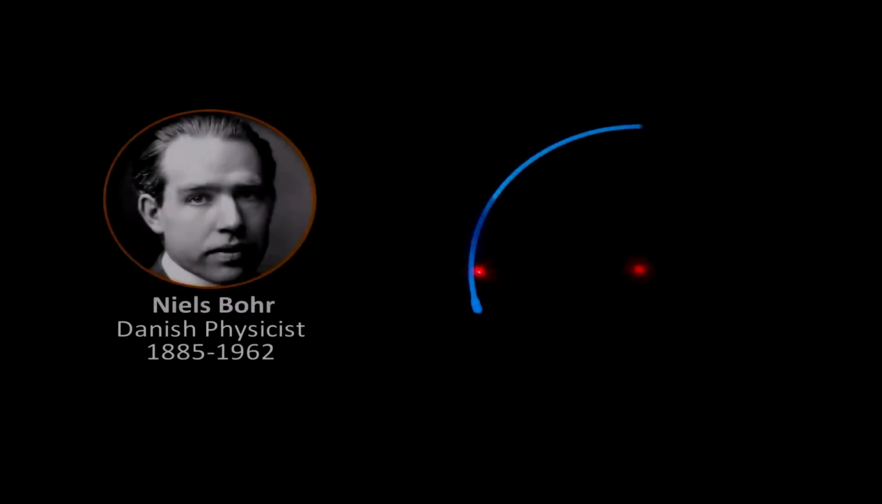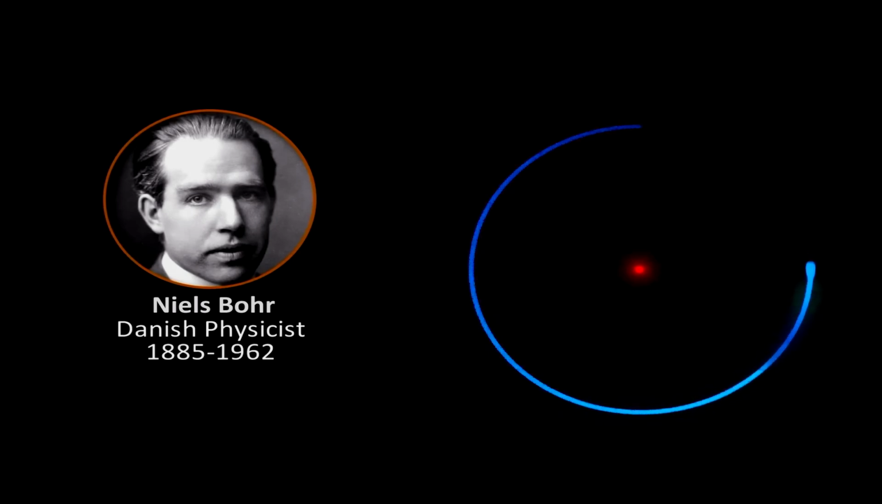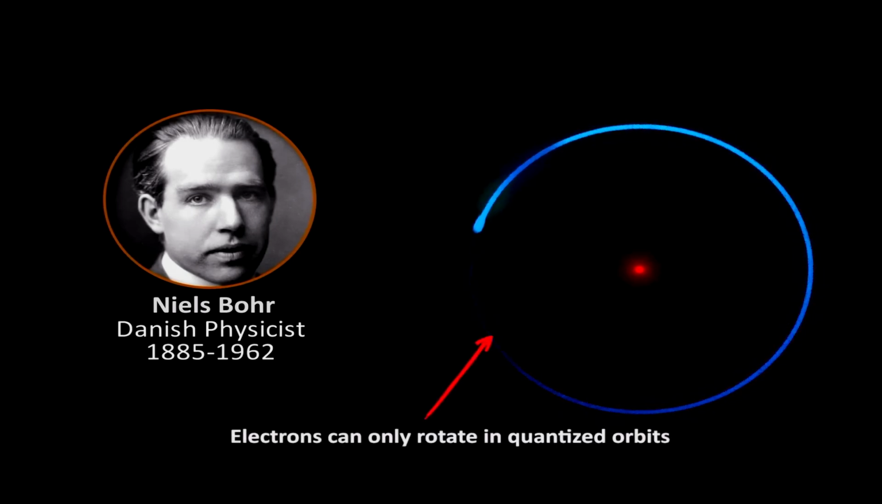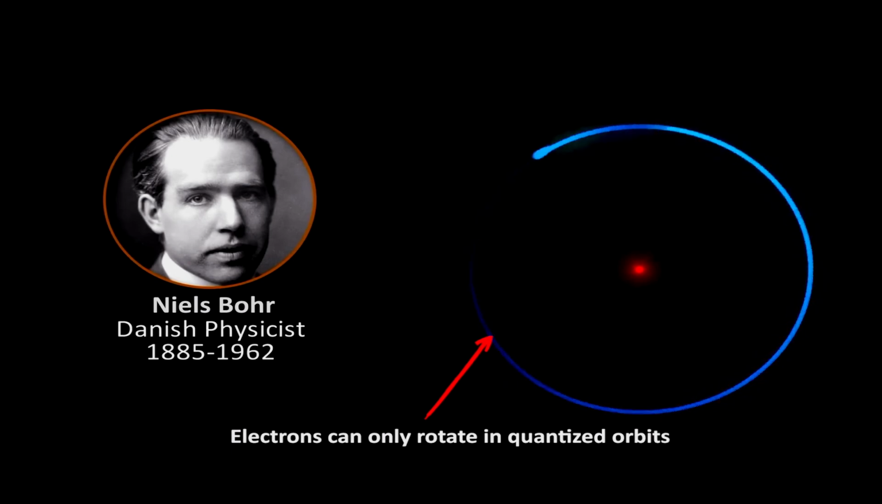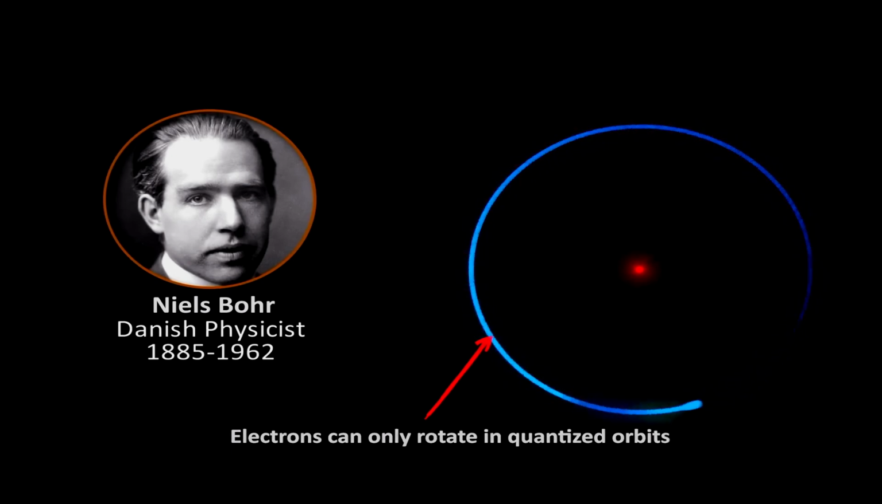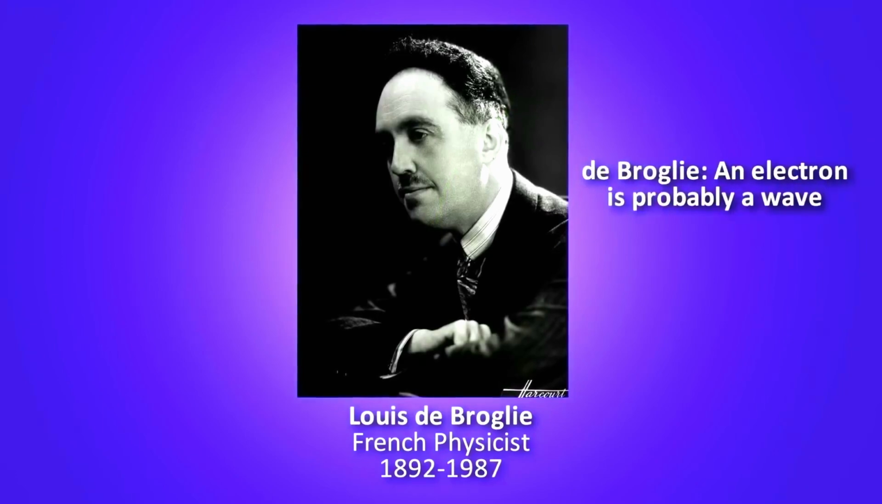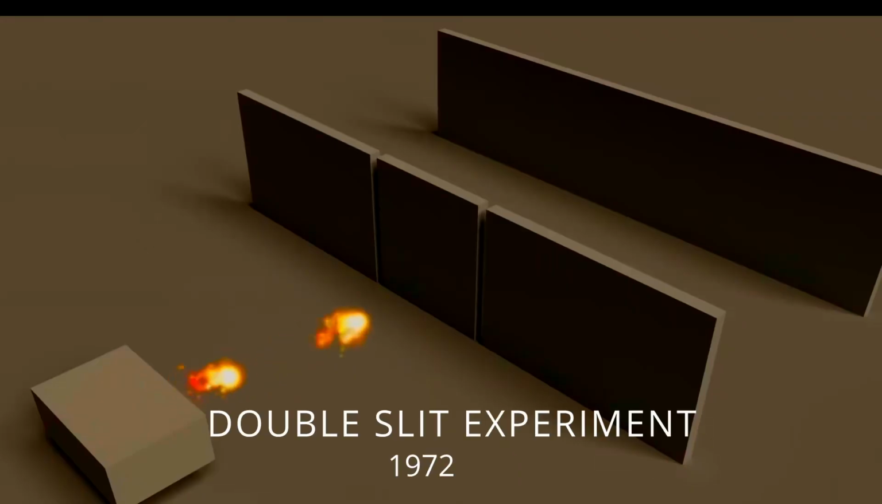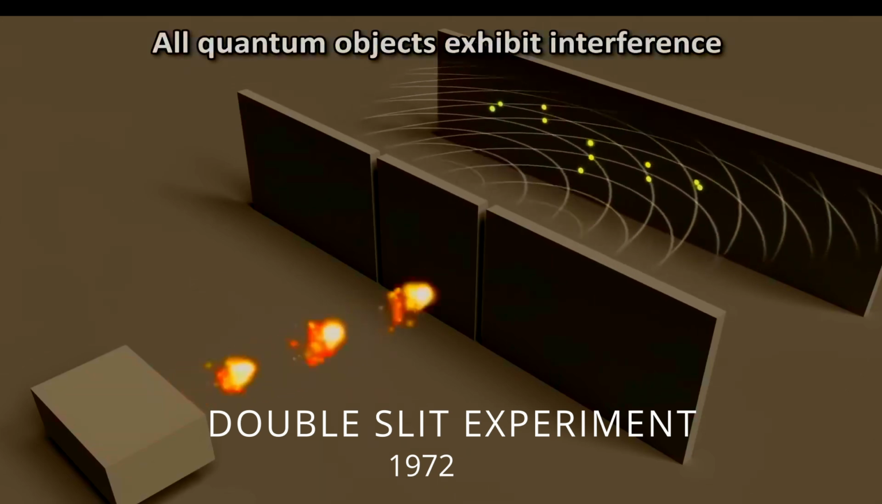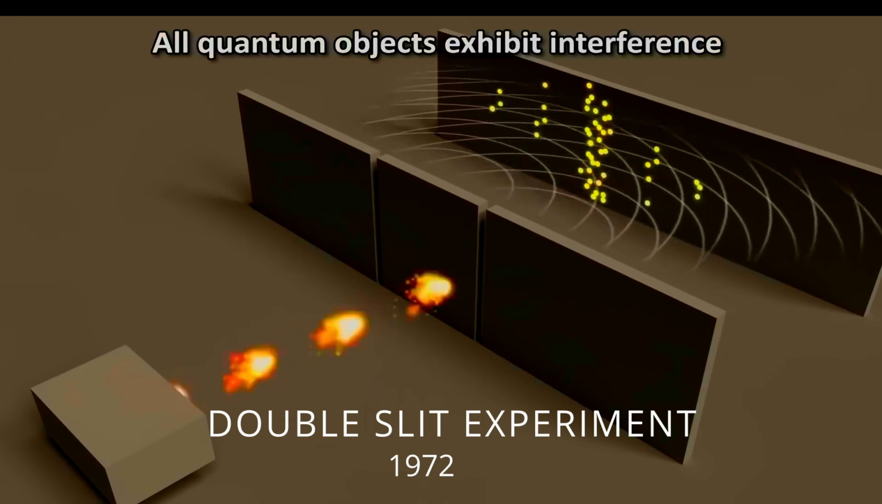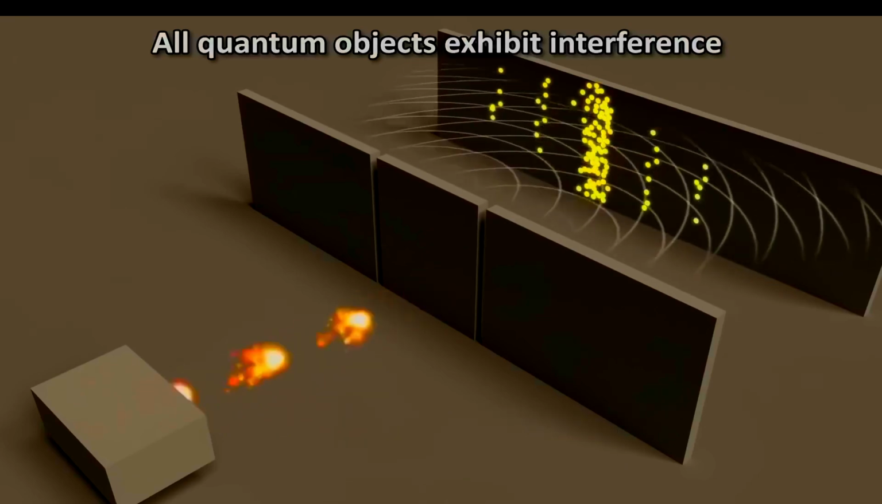Niels Bohr solved this problem by assuming the electron could exist without radiating energy if it rotated in a quantized orbit proportional to Planck's constant. De Broglie later showed that if such quantized orbits exist, then the electron must be a wave. Experiments showed that not only the electron but all quantum particles like photons and even atoms exhibit interference with no exception, implying everything else must be a wave too.